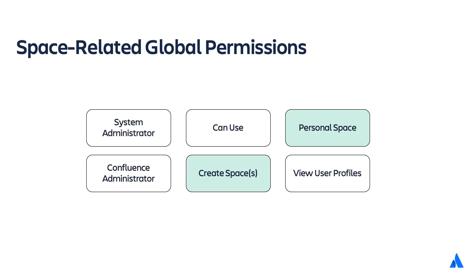They're easy to understand and allow users to do exactly what you might expect. If a user is granted the Create Spaces global permission, they will unsurprisingly be able to create spaces. If they don't have the Create Spaces permission, guess what? No space creation for them. The same thing goes for the Personal Space global permission. If users have it, they can see the Create a Personal Space link and create their own personal space.